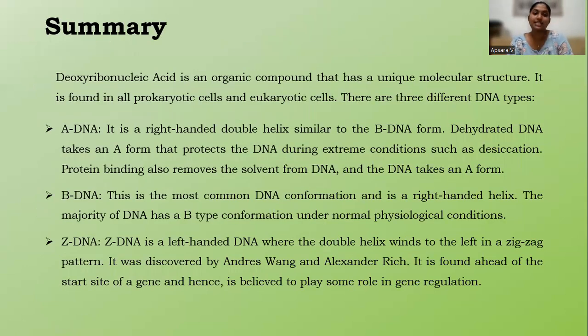To quickly summarize, DNA is an organic compound which has a very unique molecular structure. It is found in all prokaryotic cells as well as eukaryotic cells. And the major different types of DNA include aDNA, bDNA, and zDNA. aDNA is a right-handed double helix structure, which is very much similar to B form, but the dehydrated DNA takes an A form that protects the DNA during extreme conditions such as desiccation.